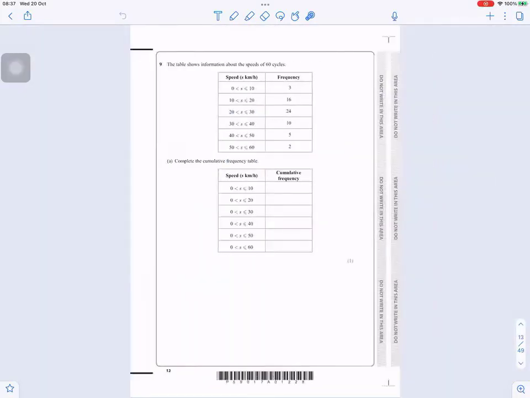Question number 9. The table shows information about the speeds of 60 cycles. Complete the cumulative frequency table. You start with 3. You add 16 plus 3, it gives you 19. And you add 19 plus 24, it gives you 43. 43 plus 10, it gives you 53. 53 plus 5, it gives you 58. And 58 plus 2 gives you 60, which we have 60 and 60 there.